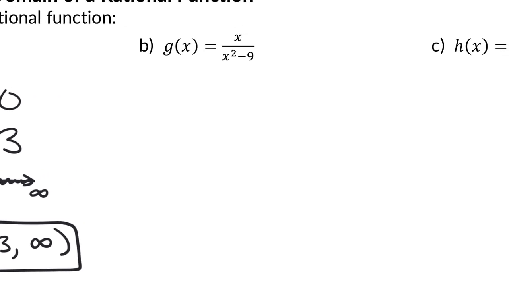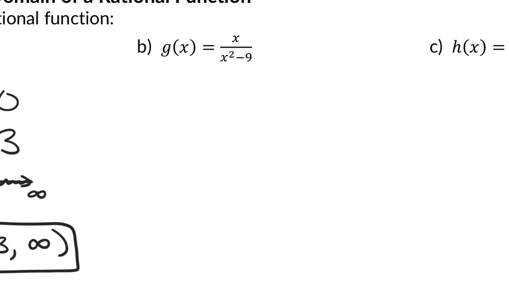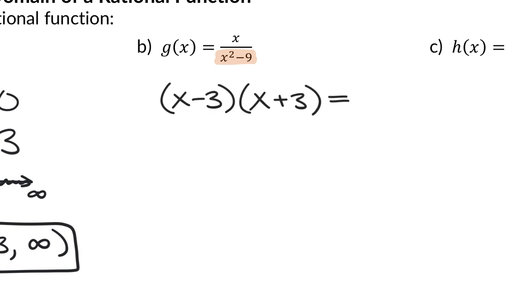Here's the g of x function. Do I care about the numerator? No. Not right now. Do I care about the denominator? Yes. I need to know what numbers would make this equal to 0. So you can factor this, which does make a future problem a lot easier for us. Yes, we recognize that it's the difference of two squares. So this is x minus 3, x plus 3. That's what we don't want to be equal to 0.